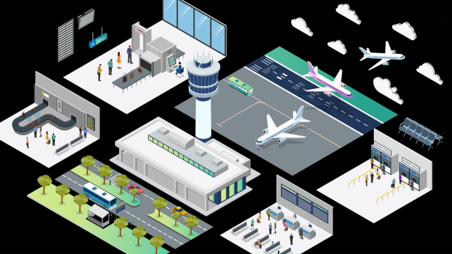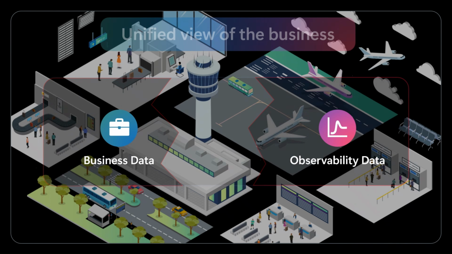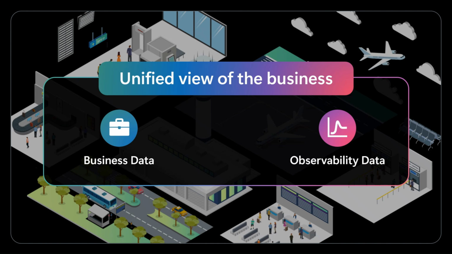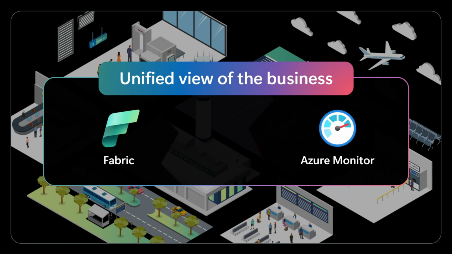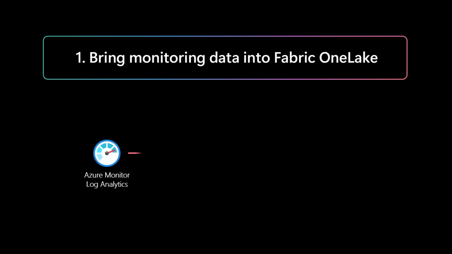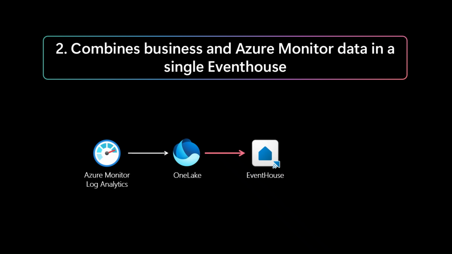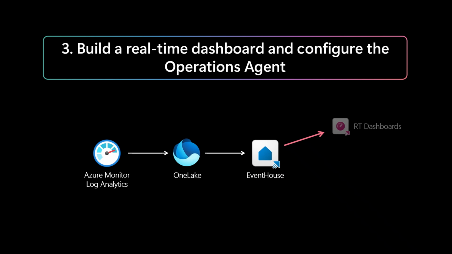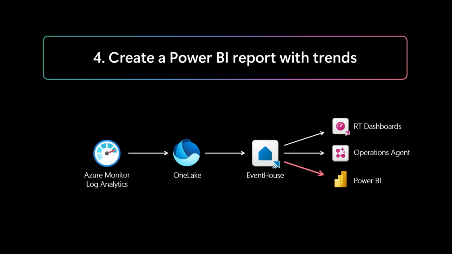Let's explore how cross-domain setup is configured in Fabric, bringing monitoring and business data together to enable real-time insight and action. First, Ash brings monitoring data into Fabric OneLake. Then, Vic combines business and Azure Monitor data in a single Eventhouse, builds a real-time dashboard, and configures the operations agent to run on this combined data in real time. Finally, she creates a Power BI report for her leadership. Let's see it in action.